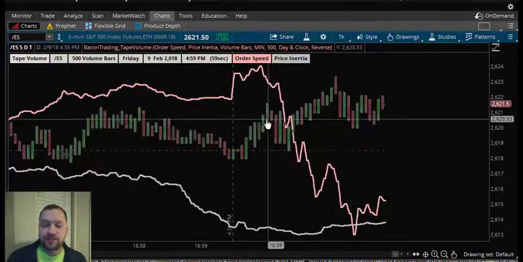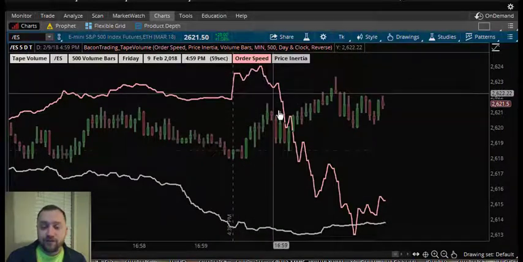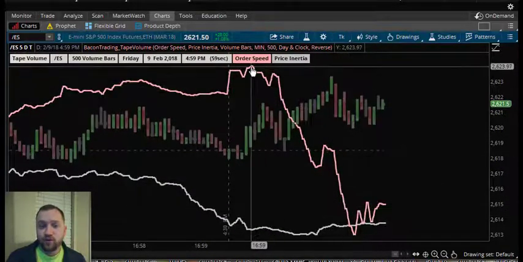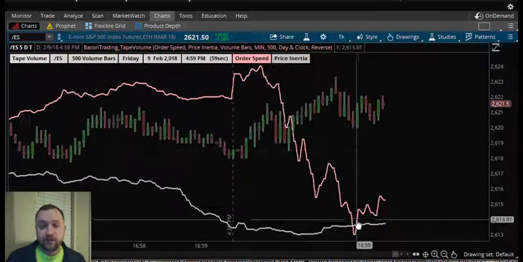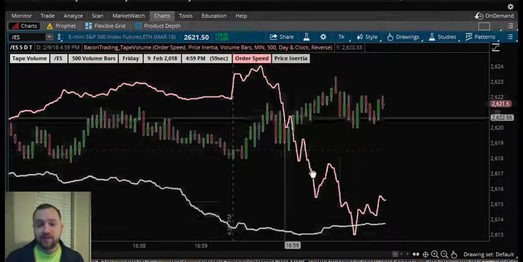So what's happening right here, as this moves down on the order speed, while it's still loading, but as it moves down, what you're seeing is either the short side is getting faster or the long side is getting very slow. It just shows you the speed disparity between those orders.